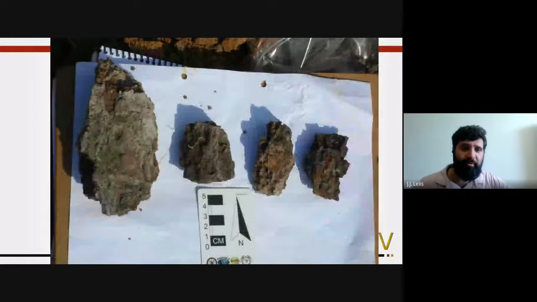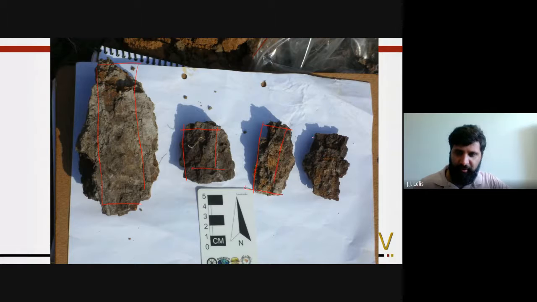Oh, this one's very beautiful too. It's very elongated. You can see here, or here, or here, or here. You can see that the vertical distance is higher than the lateral, the horizontal distance, okay?